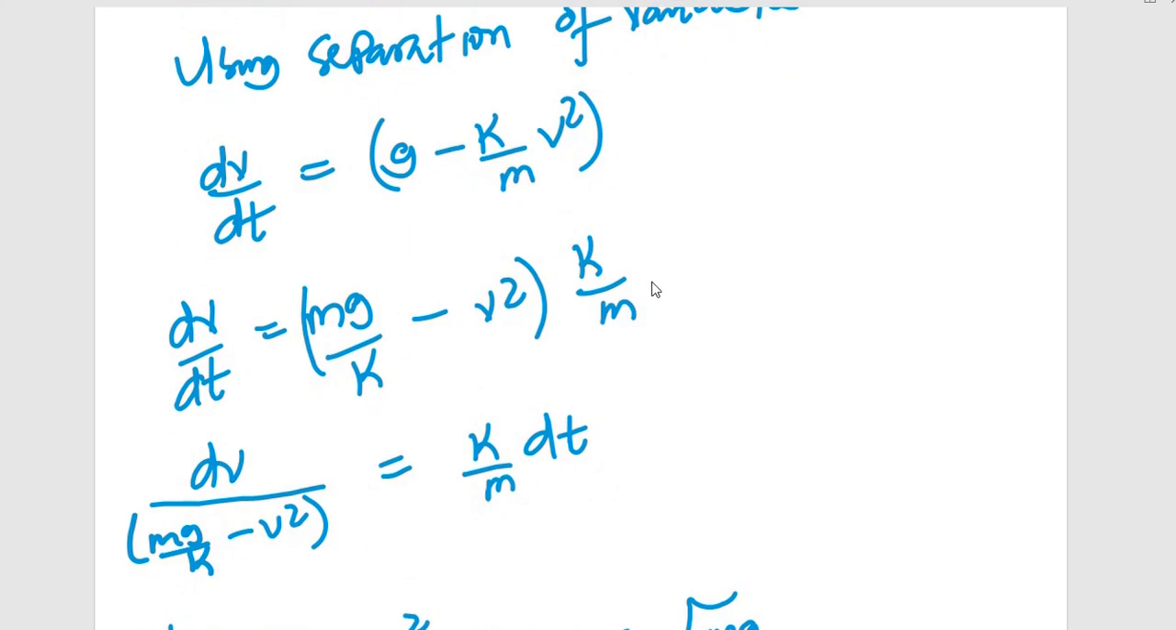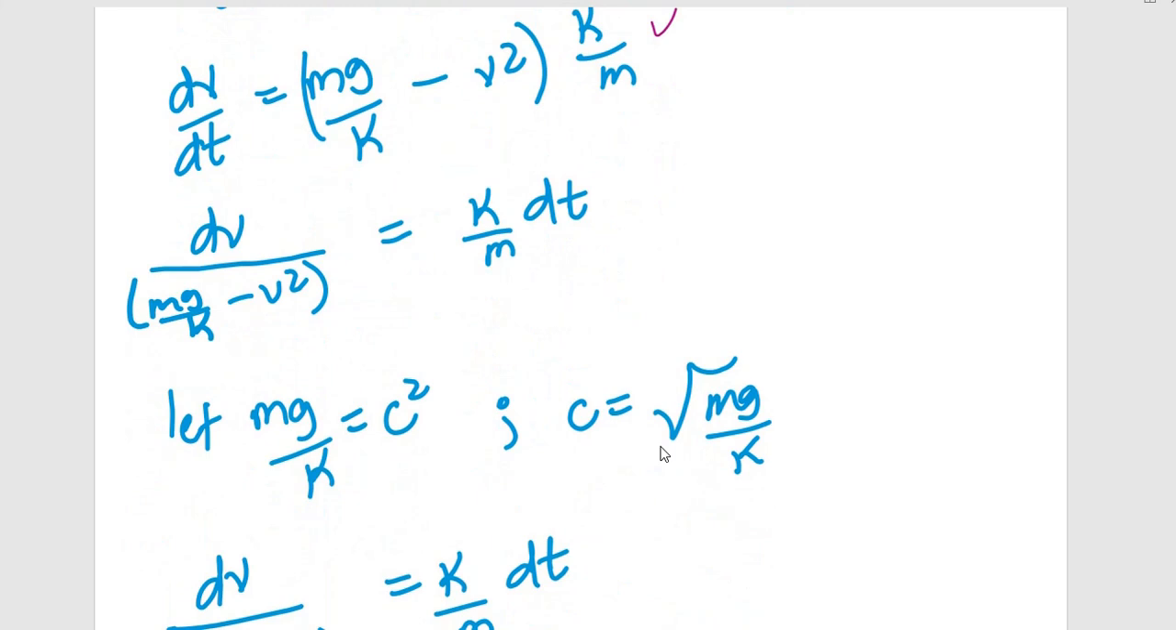Now when I look at this, it means I can bring the different variables together. I know this is dv, so I will collect whatever is having velocity this way, and the other things which have time, I will take them the other side. So it means my equation will be dv over (mg/k minus v squared) is equal to k/m dt. So once you look at such an equation, it means I can immediately introduce integrals and solve it.